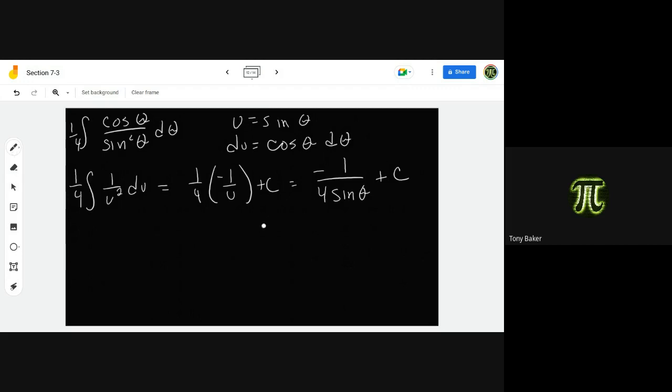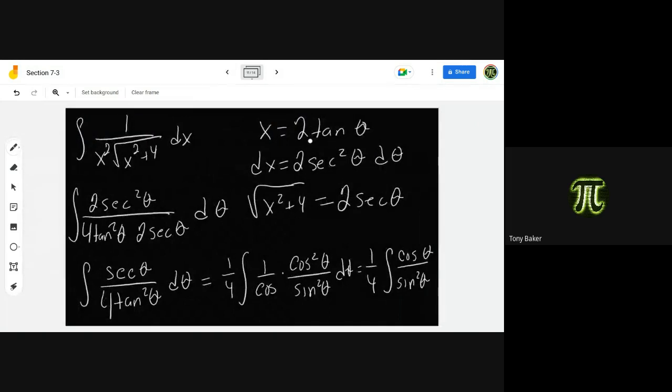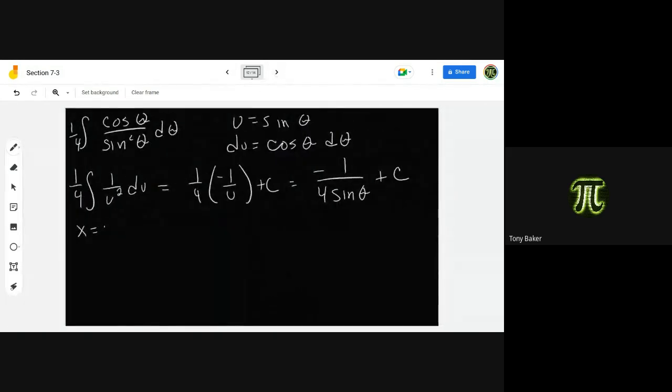All right, so we start off this whole problem with x being what? 2 tangent theta. So that means x over 2 is tangent theta. So if we make our wonderful little triangle here, tangent is what? Opposite over adjacent. So that's there, and this would be the square root of x squared plus 4.